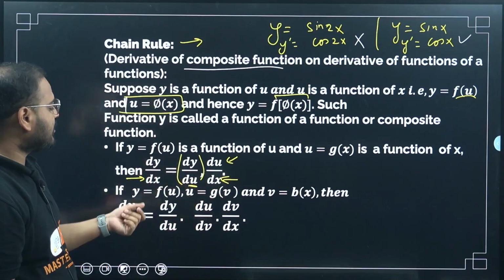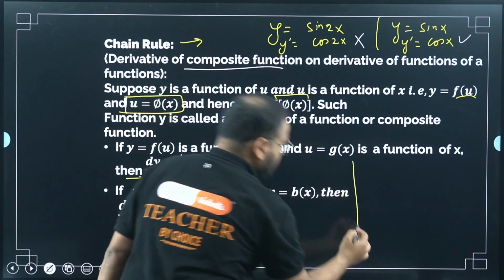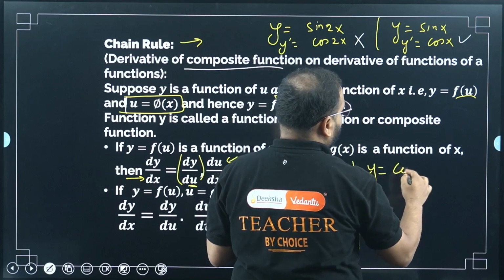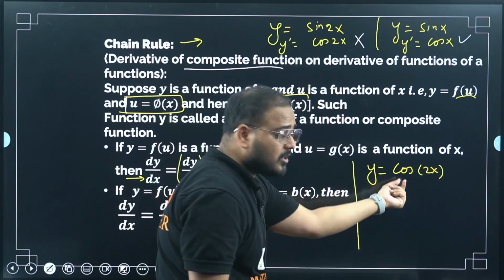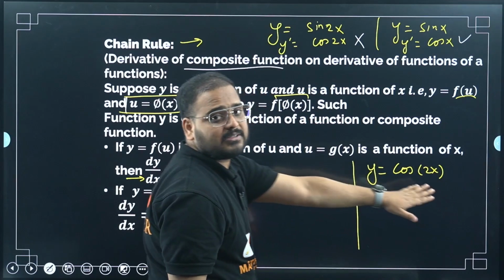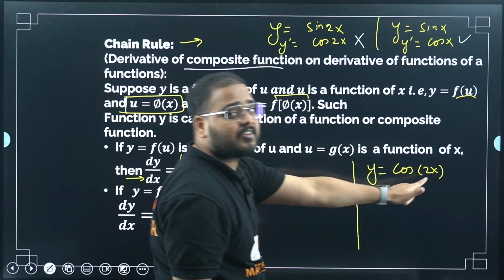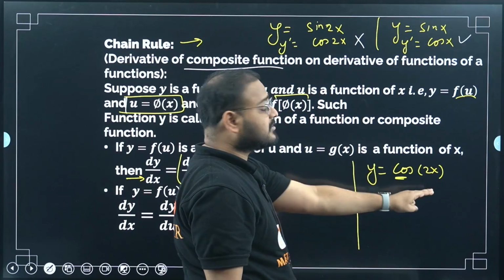So what I'm trying to say here is, if I take the same question as an example, please check here. First is y equals cos of 2x. Means the first function is cos, the second function is 2 times x, right? The first function is a trigonometric function, the second is a linear function. Please understand this.